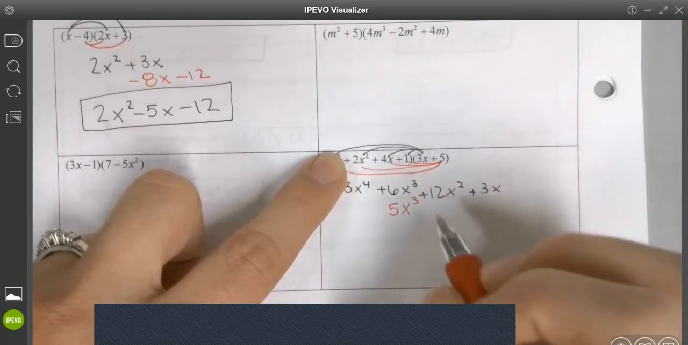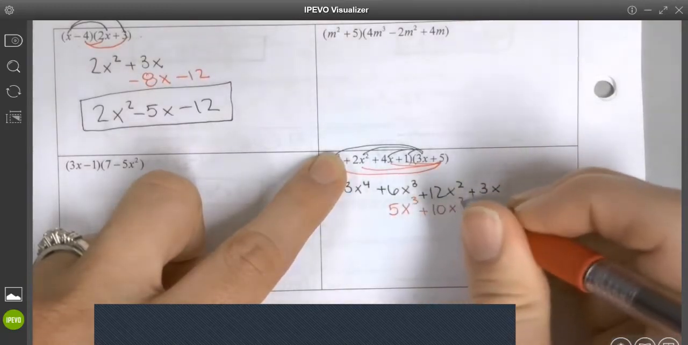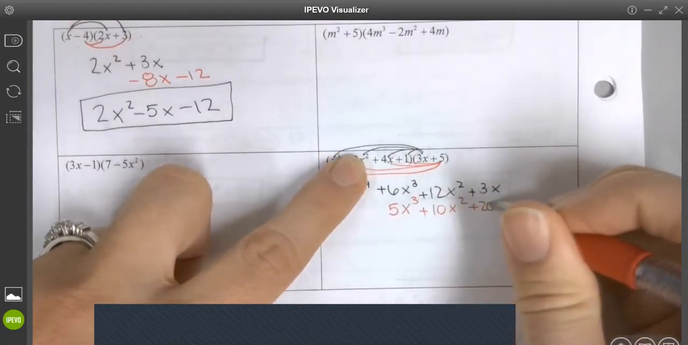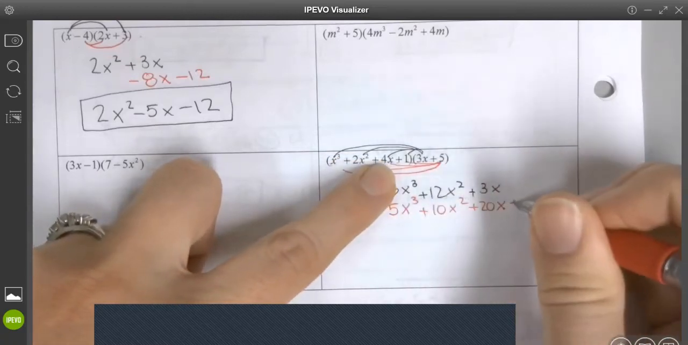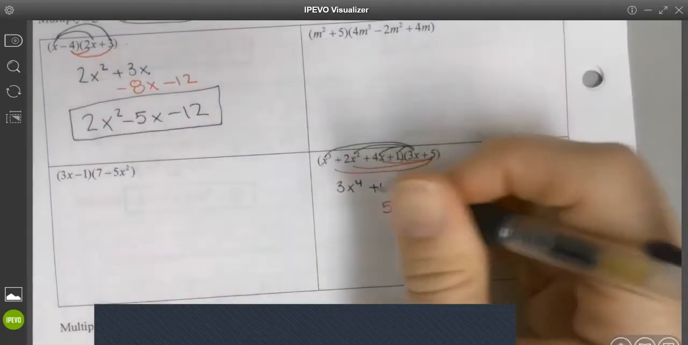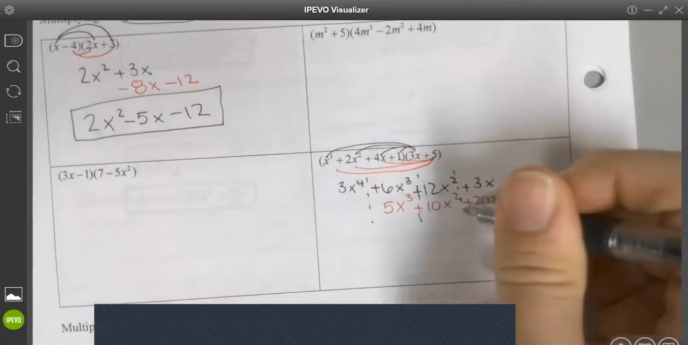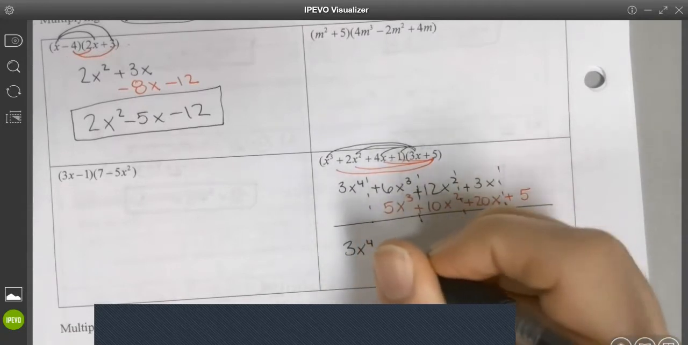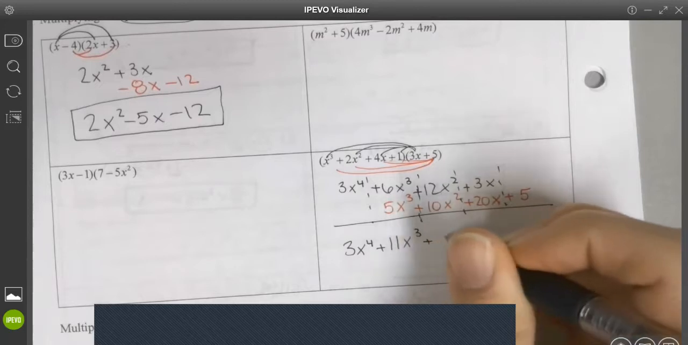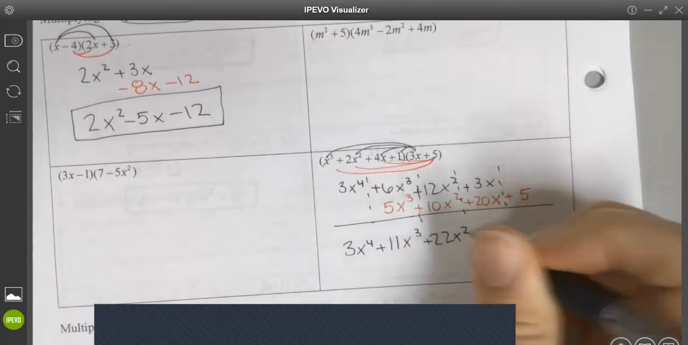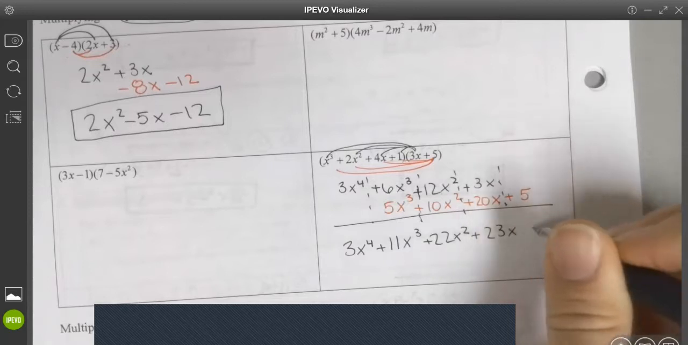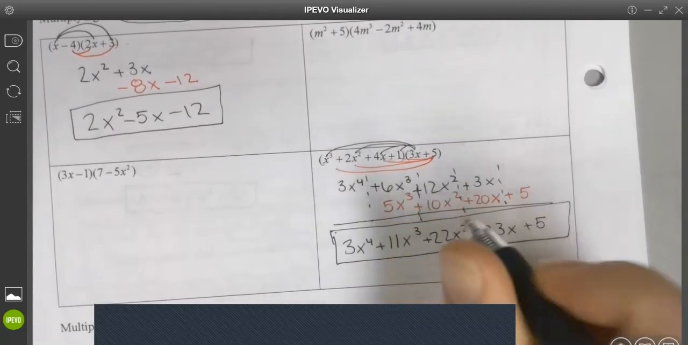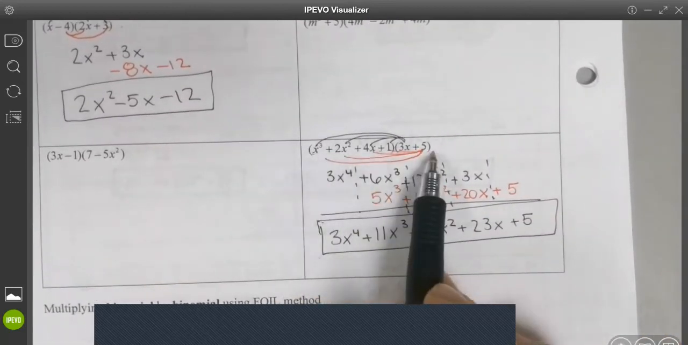5 times 2x squared is going to be 10x squared. Again, writing that underneath the other x squared term I have. 5 times 4x gives me 20x. And then 5 times 1 gives me 5. And by doing that, I've kind of, going back to addition and subtraction, created these columns. And I'm going to combine them. I'll have 3x to the fourth, 11x cubed, 22x squared, 23x, and positive 5. And there's my polynomial that I get when I multiply these two parentheses together.